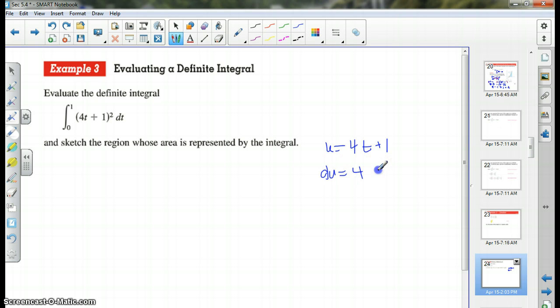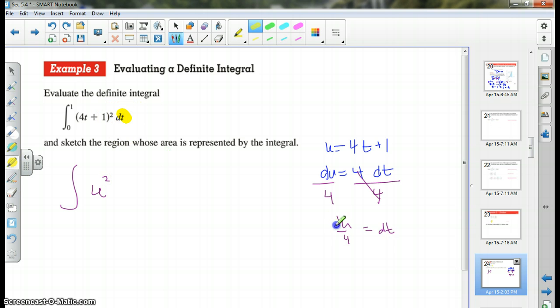So this is 4 dt. I don't have a 4. Well, let's divide by 4. So I can just replace dt with du divided by 4. All right, we'll see if this works. So I'm going to integrate. This is my u squared, and I'll replace this dt with du divided by 4. And of course, I could pull out the 1/4, and this is my du term now.